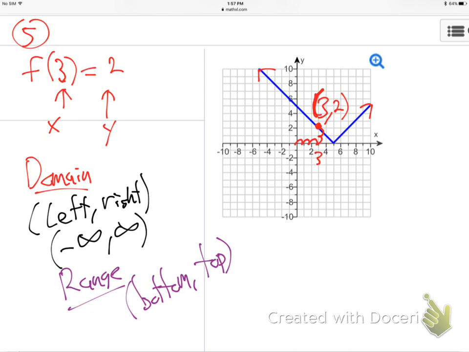For the domain, they want me to use the right kind of brackets, so since it's infinity, would it be brackets or parentheses? Infinity's always in parentheses. Okay.